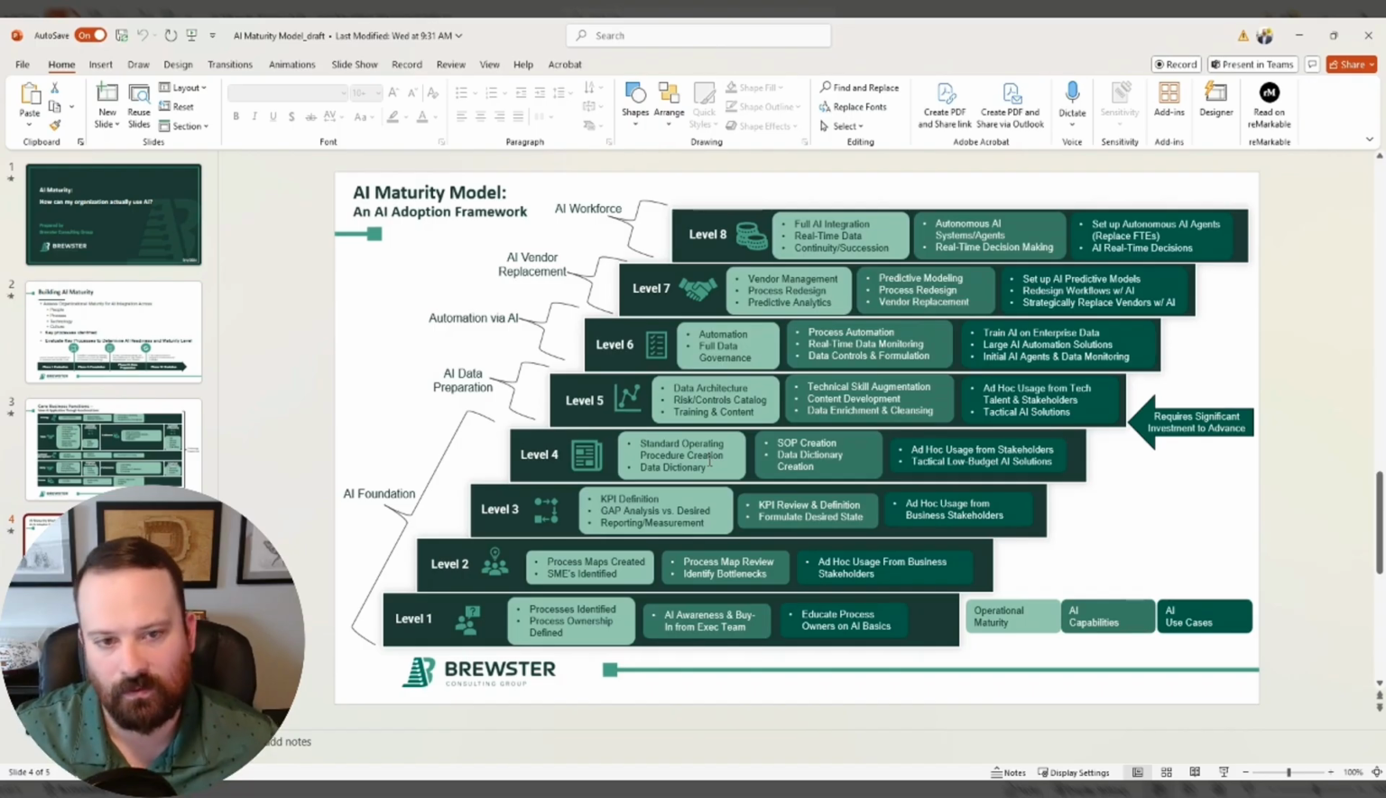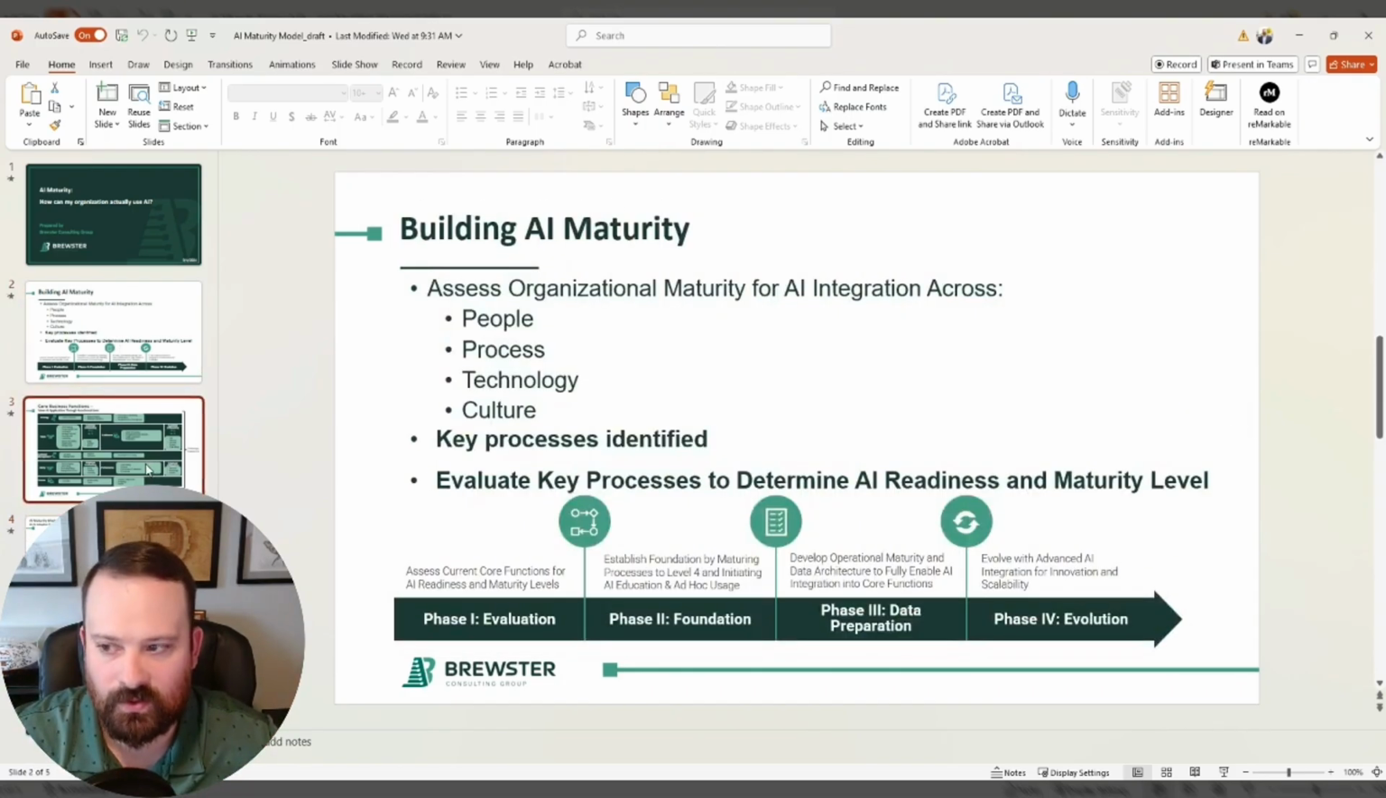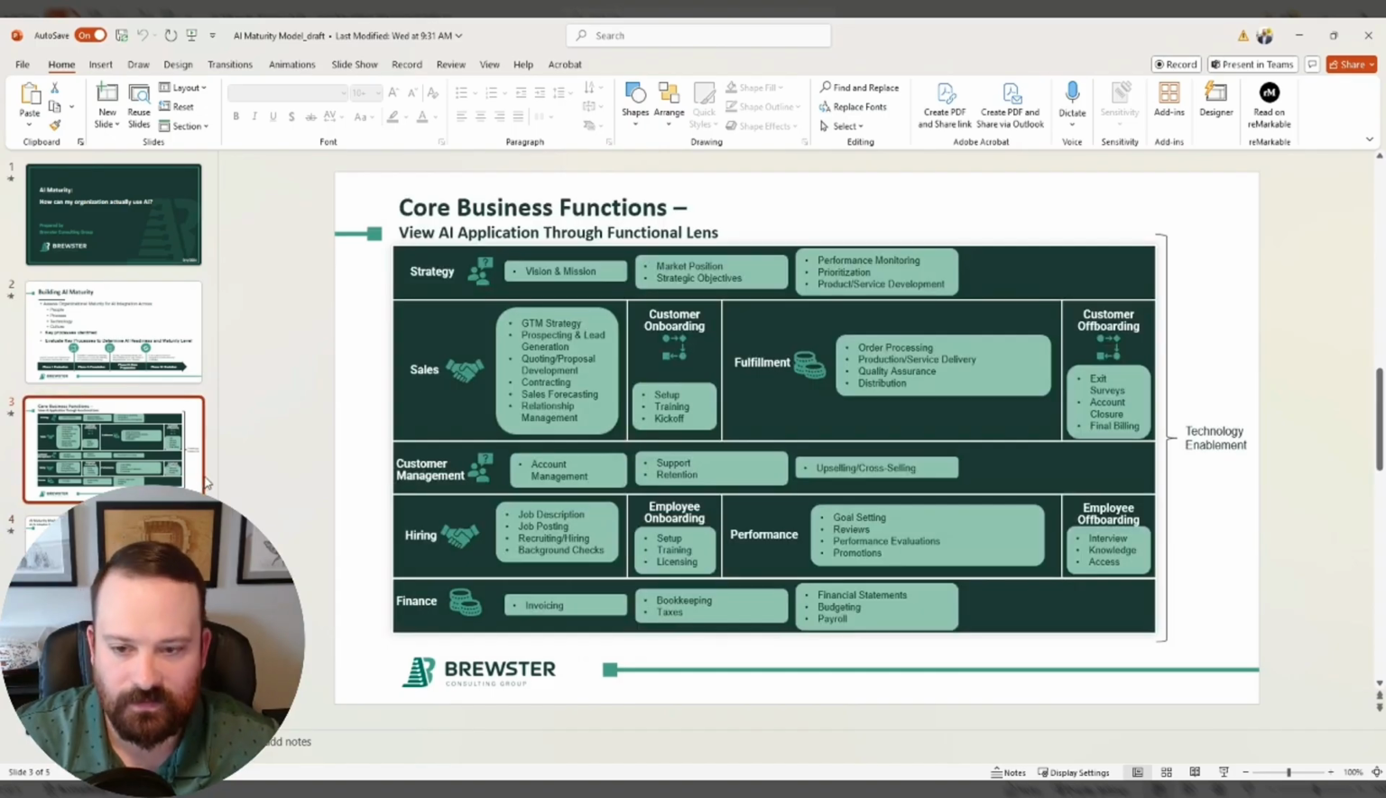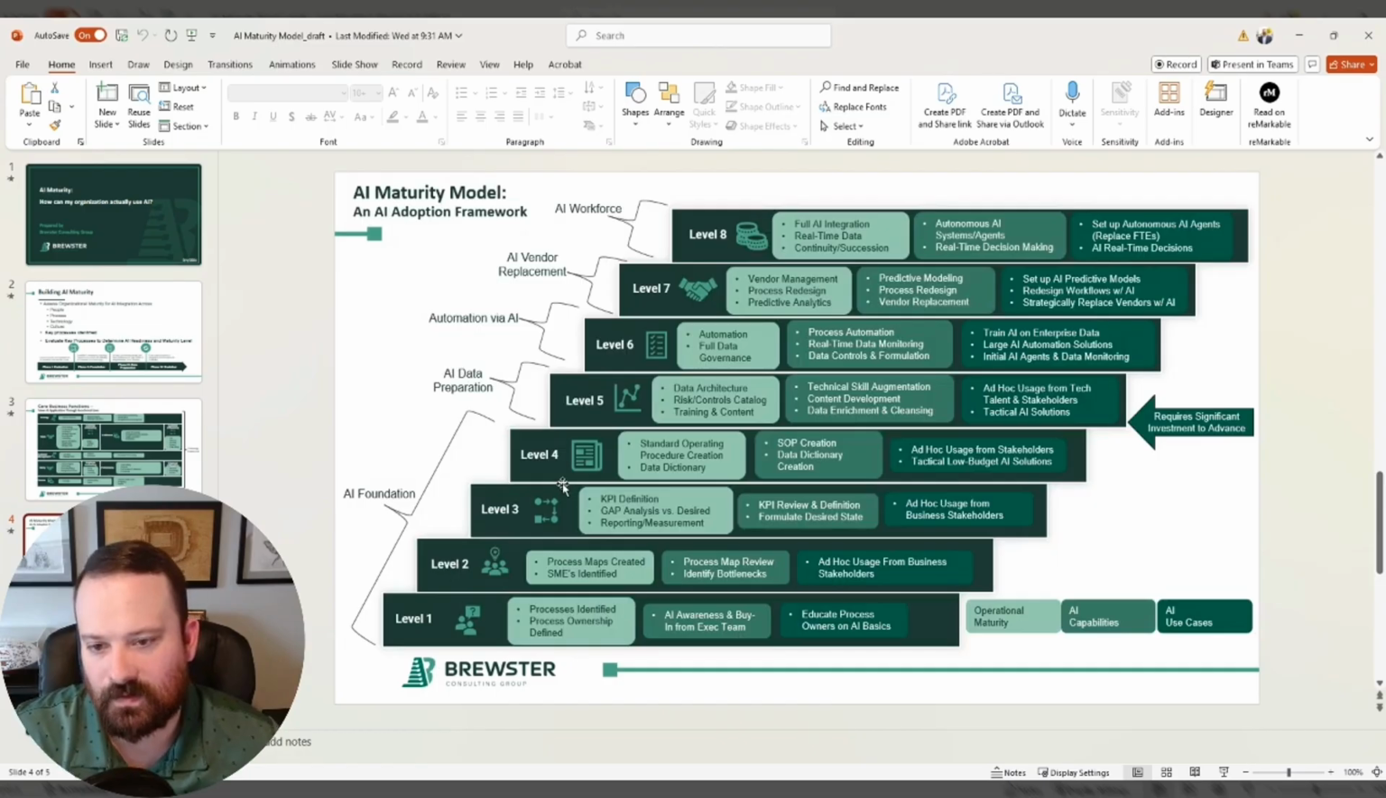So, in our first video, we really went through an overview, right? We went through our framework, our approach. We wrapped your head around core business functions and conceptually how you can think about it. Now, today we're going to talk about these first four levels of the AI maturity model, and that is the AI foundation, or that's what we're calling those initial ones.